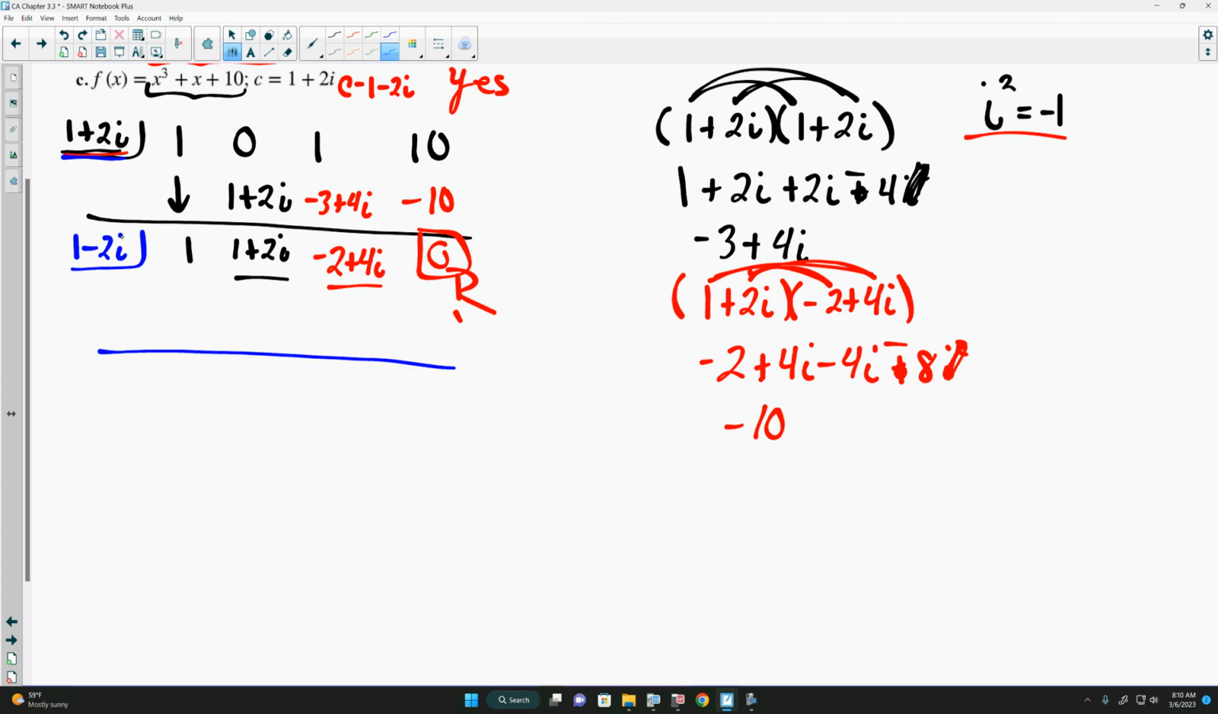1 minus 2i has to be a solution as well. If we have one, we have to have the other. They have to come in pairs. And this isn't a part of this problem, but I'm just showing that this does work.